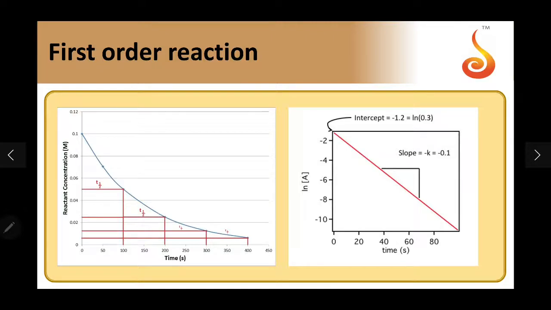The graphs of first order reaction. So it is an exponential decrease of the concentration with respect to time, but if you plot log of A versus time, it's going to be a straight line with the negative slope. So slope will give us the rate constant K.